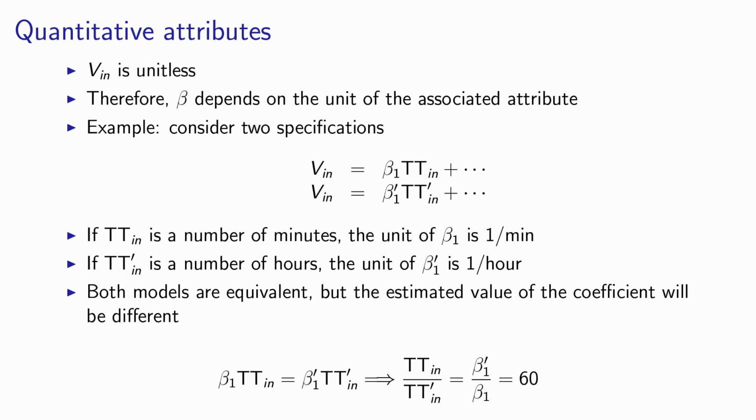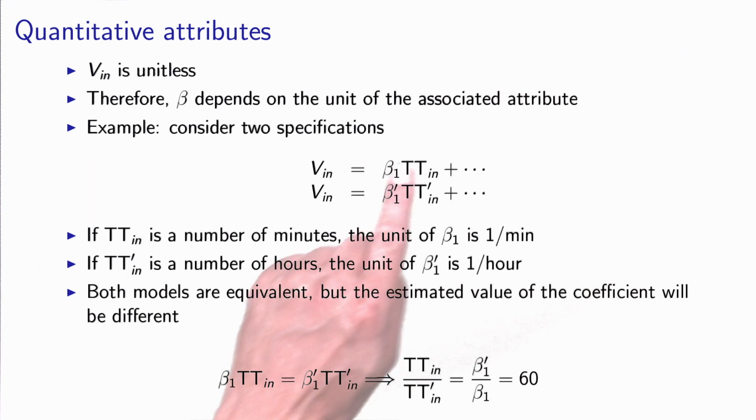So let's take an example. Suppose that you want to include travel time in your model. And you have two possibilities. You can code the travel time in terms of number of minutes, but you can also do it in terms of number of hours. In the first example, where travel time is coded in minutes, the beta 1 has also a unit. Remember, it cancels the unit of minutes, so beta 1 will be 1 divided by minute. In the second specification, where travel time prime is actually the same travel time but coded in hours, beta 1 prime now is 1 divided by hour.